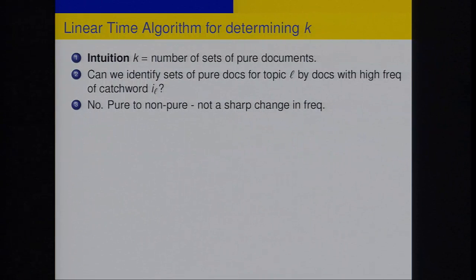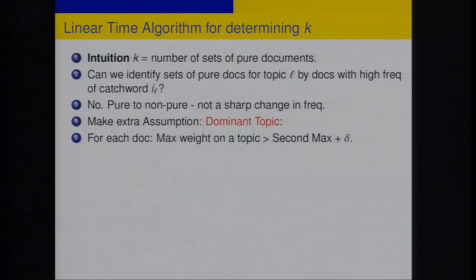So all of this is going to be an intuitive description, so bear with me. I don't have formal proofs of this. So this cannot be done algorithmically, at least I don't know how to do that. So we are going to have to make an extra assumption, which is called the dominant topic assumption, and that says the following. Each document puts weight on every topic. It's a convex combination of topics, right? That's how we pick a document.